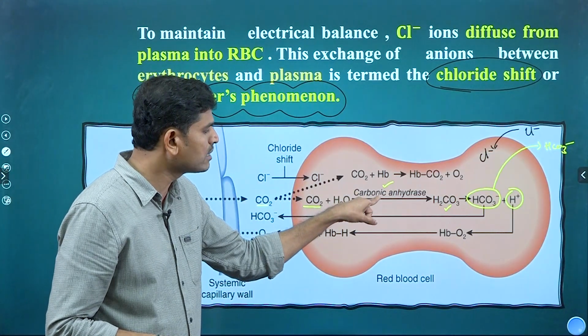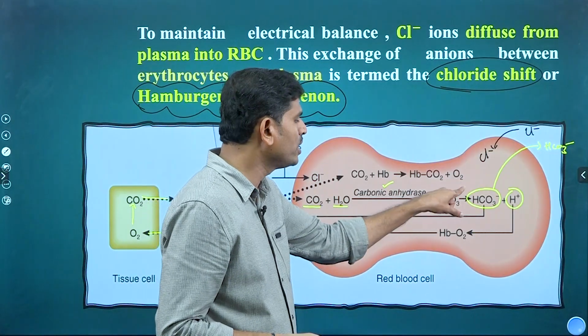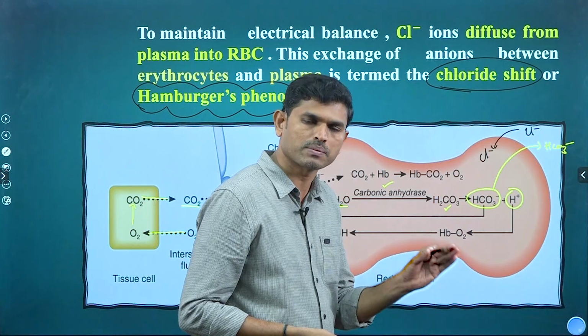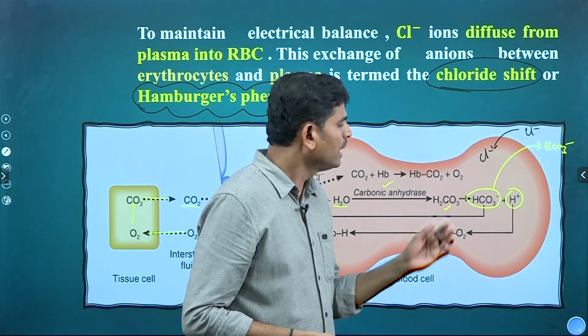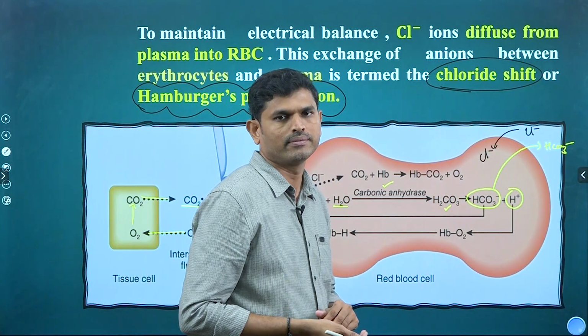This reaction is catalyzed by carbonic anhydrase and forms H2CO3, which immediately dissociates into bicarbonate ions and H plus ions. This is a continuous process. By that, these anions and cations will increase in quantity.